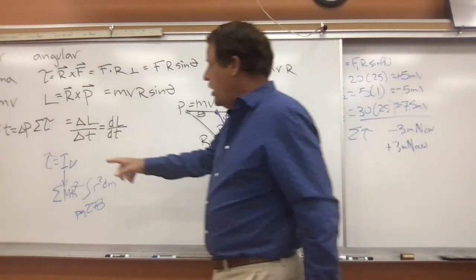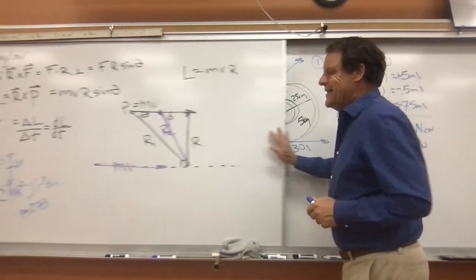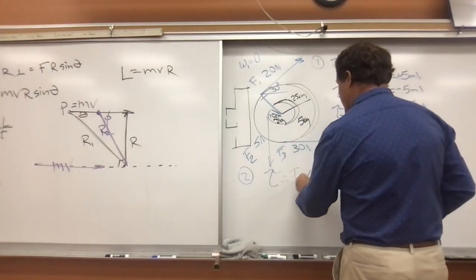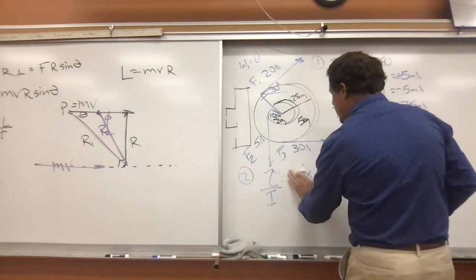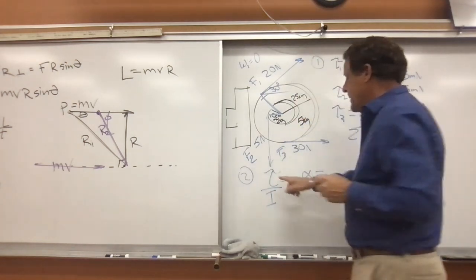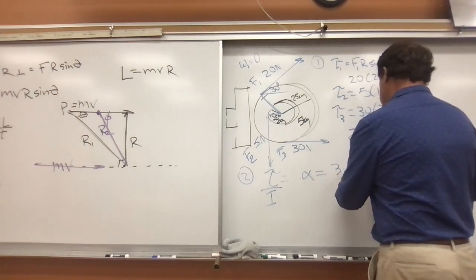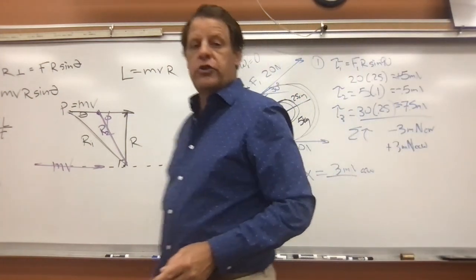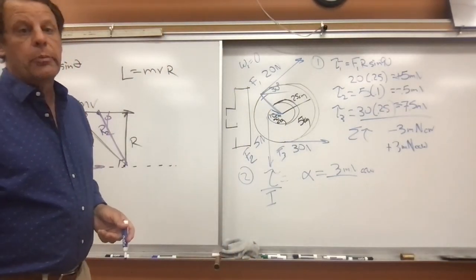Now, you guys, we already know what the torque is, right? So when we go back to this one, torque is equal to I alpha. So if we divide both sides by I, we're going to have alpha equals torque over I. Now, our torque, we already found out, was 3 meter newtons, which would be in the counterclockwise direction. And now we're going to do a quick calculation over here to calculate our moment of inertia.